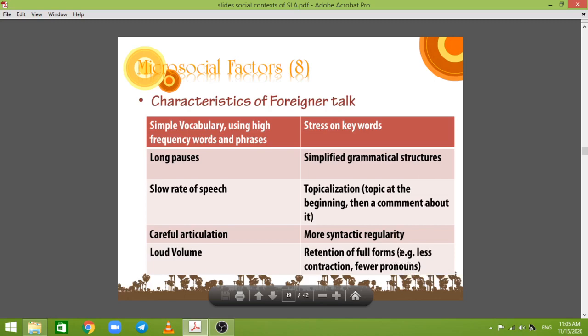For example, there are fewer contractions or short forms, and they use full pronouns.